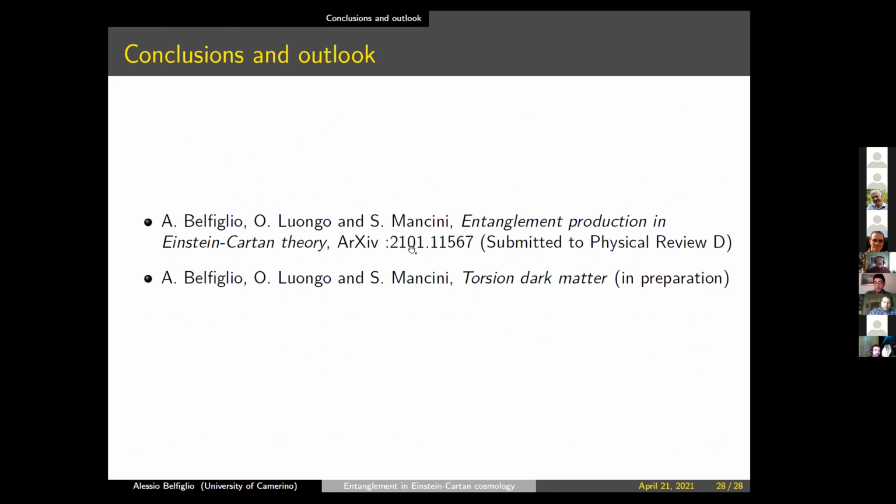So this presentation summarizes the results that we have obtained in this paper that you can find on arXiv. And we are working on another paper in which we want to clarify better the role of torsion as a dark matter candidate, both for the Dirac and the Klein-Gordon field, essentially. And thank you. That's all.